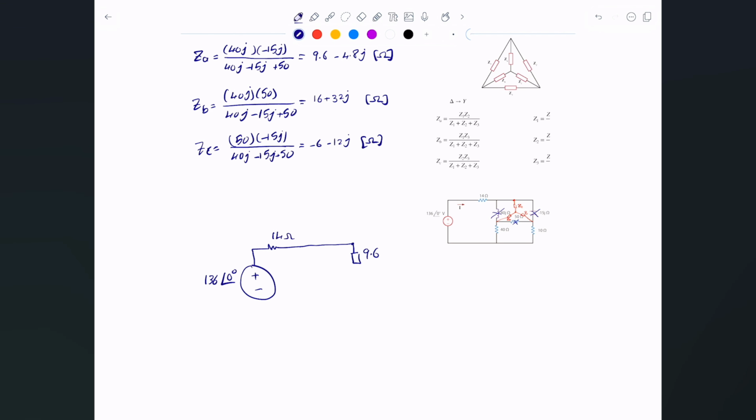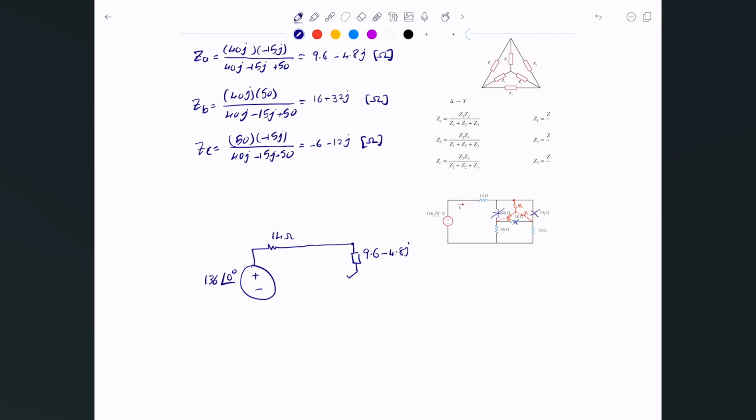This is 9.6 minus 4.8j. If you think about it, the resistance is 9.6 and the reactance is negative, so it's a capacitor. So this is capacitive reactance in here. This is inductive and this is capacitive. But anyway, we're just going to keep it as an impedance.